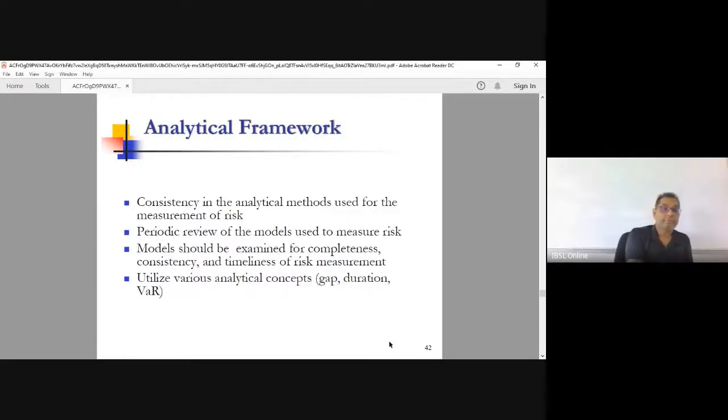Analytical framework. I mentioned that when you go into an ALCO meeting and need to make a decision, you need to have information. You need to have your gap, VAR, all this information. Now, that is for ALM purposes, right? But you must understand, the bank does various kinds of analysis.